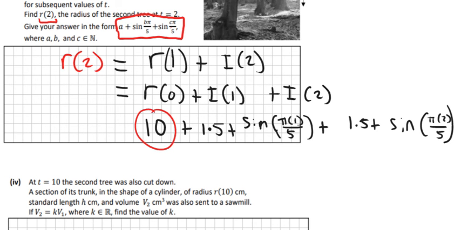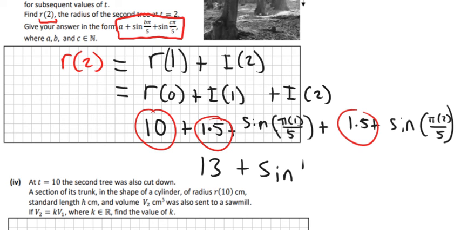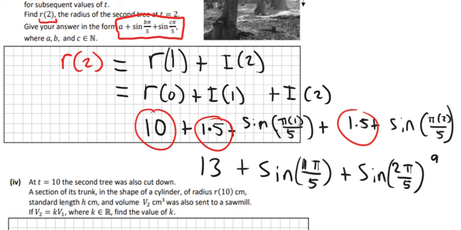So if you just take the three constants that are here, the three numbers by themselves, so 10 plus 1.5 plus 1.5, that will be 13 altogether, plus sine of, we'll just call it 1 pi, just to put it in this form clearly, 1 pi over 5, plus sine of 2 pi over 5. And then it's clearly in that form, so A is 13, B is 1, and C is 2. So we've written it as they wanted it.